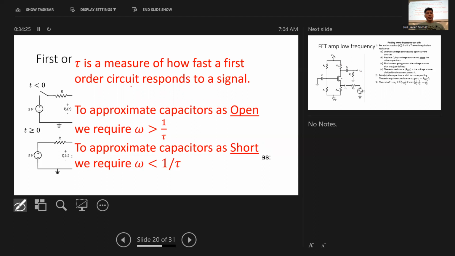Is this correct? Whoa. This should be short. This should be open. Does anyone know why this is wrong? When do we treat capacitors as short? Yeah, exactly. So basically if omega is small, it's open. And if omega is large, it should be short. But the transition between what we mean by small and large is mediated by this tau. And my inequalities were wrong, it should be this.